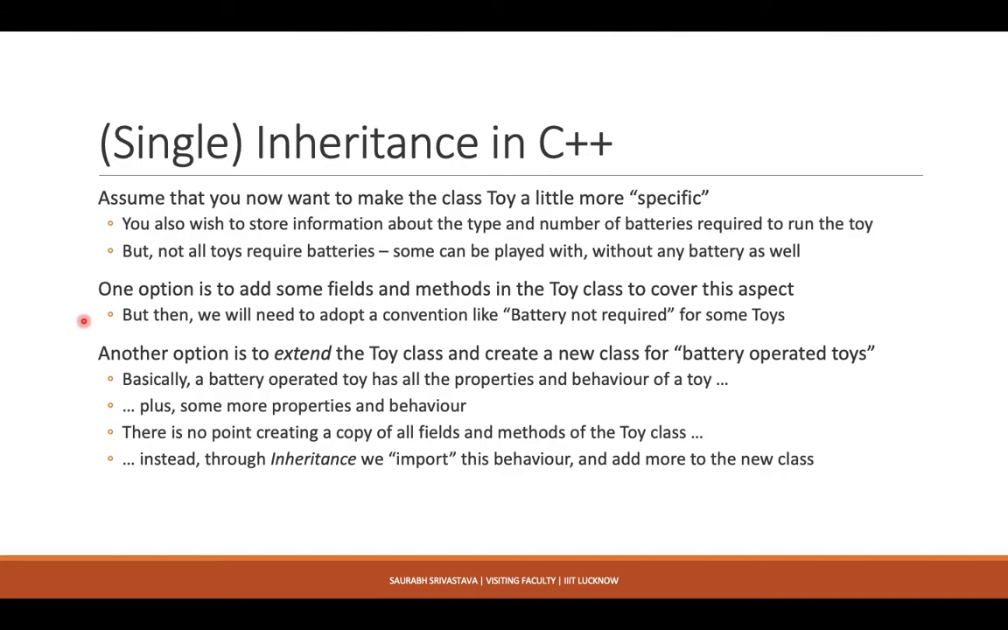So again, going back to what we did in the previous part, where we saw that example of T20 and T10 and ODI and limited overs cricket, you can either create the battery operated toys class from scratch, or you can simply extend the toy class and then add some more fields and some more behavior to it. And this is basically with inheritance that we have seen in the previous week.